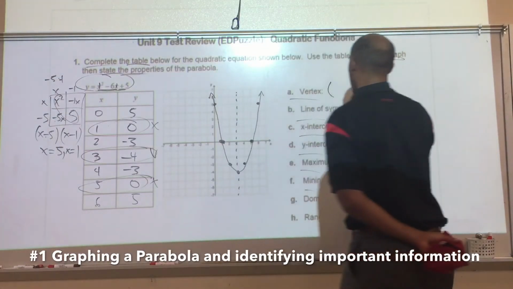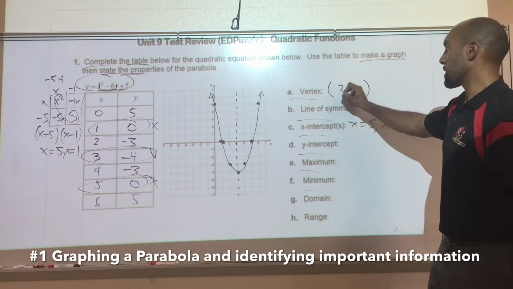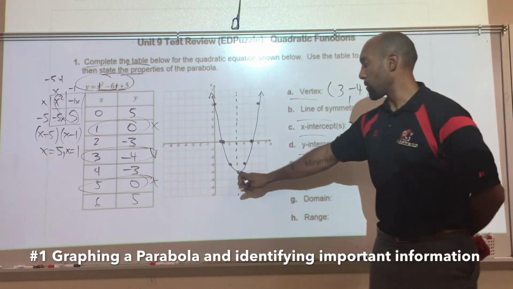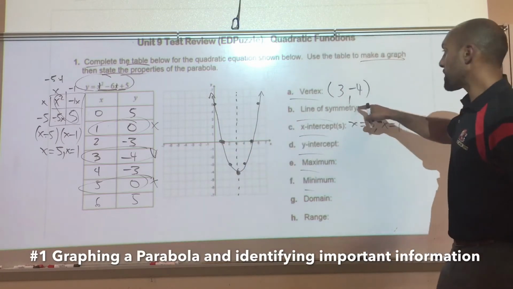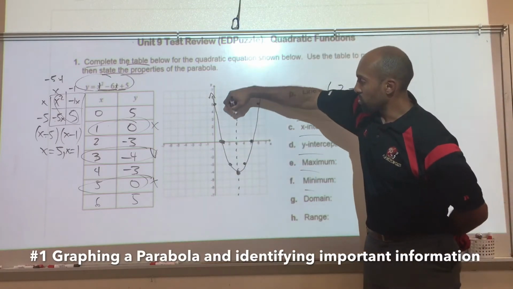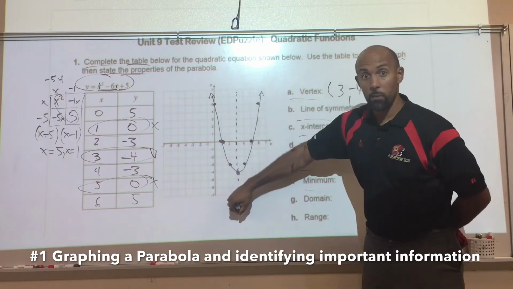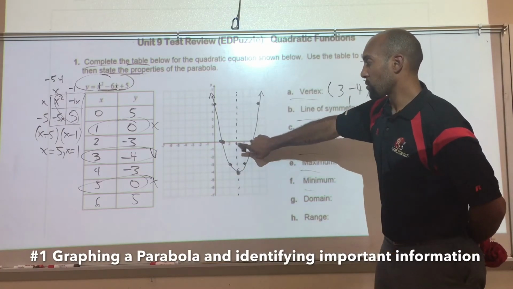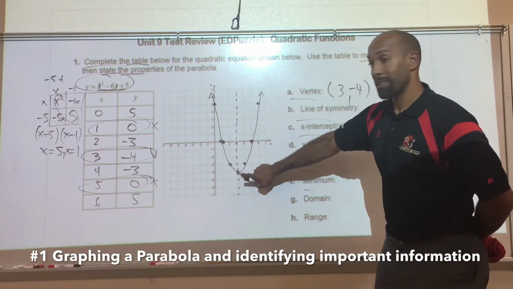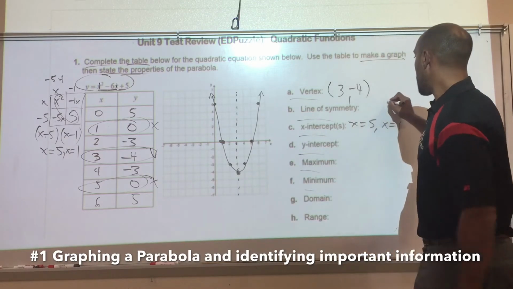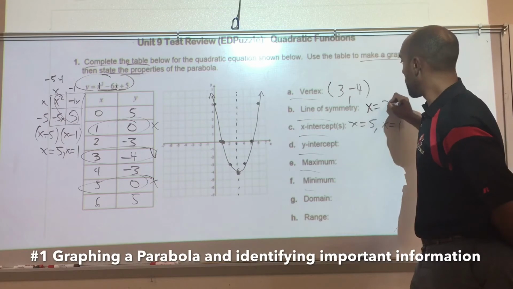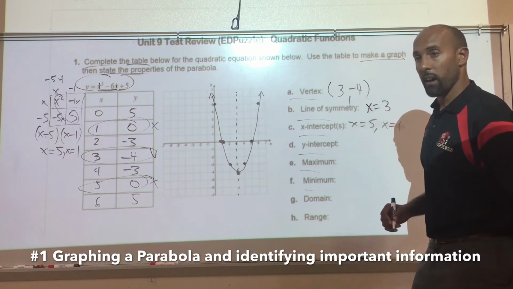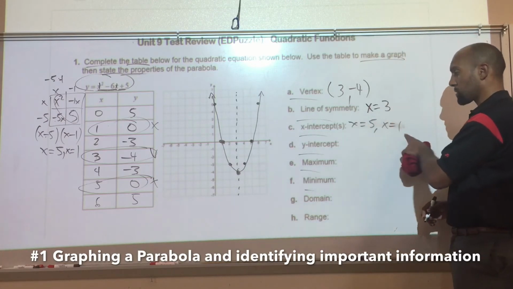Now, again, we already figured out what the vertex is. It's at 3 and negative 4. It's that point right there in the middle, right? And we figured that out on the table. Then our line of symmetry is this line that I drew in the beginning, this dashed line that goes right through the middle. And you can see it passes right through 3, which is also the x-coordinate of the vertex. So when you write the line of symmetry, you always start with x equals 3, because that's the equation of the line.